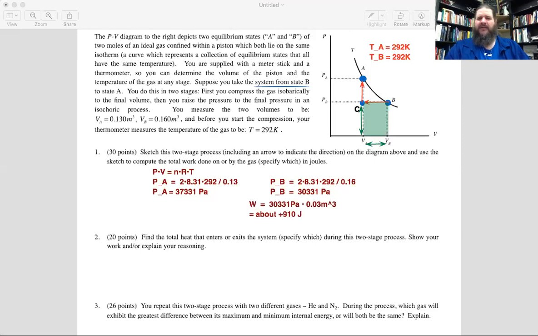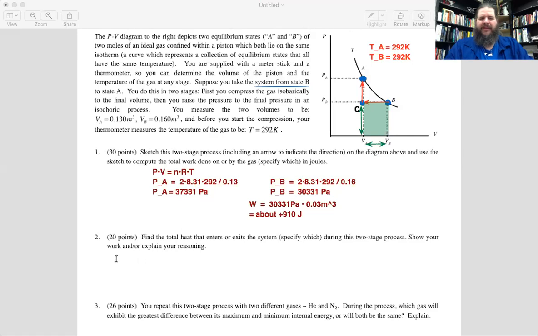And I'll mark that as positive because work is entering the system. So that's the work done during that entire process. Because from B to C, we're adding 910 joules of work. From C to A, there's no further work done at all. And then for heat, again, we can't directly find heat from the graph. But how can we find heat, or what other equation ties work and heat together?